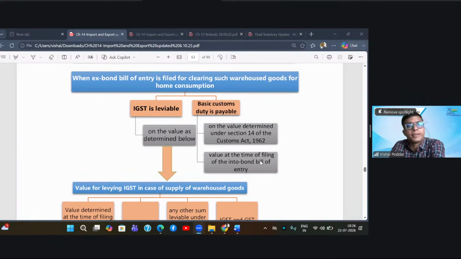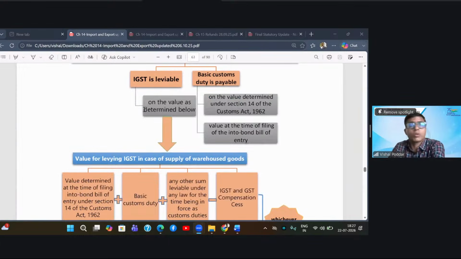Now, when you clear these goods from the warehouse by filing the second bill of entry, which is also called the ex-bond bill of entry, what will be the implication? In the eyes of customs, the goods would be treated as cleared goods. And whenever you are clearing the goods, you pay customs duty and alongside you pay IGST. Now comes the question: on what value?